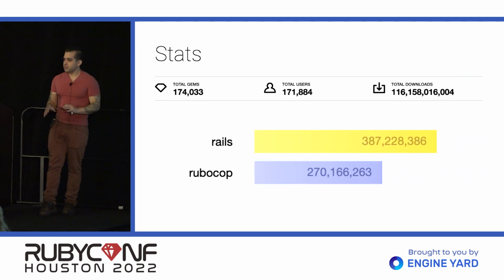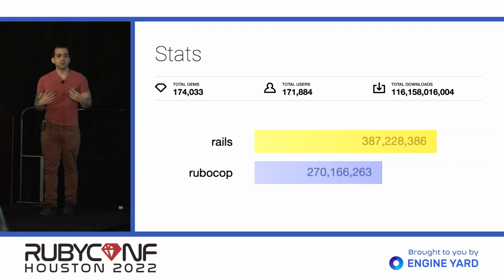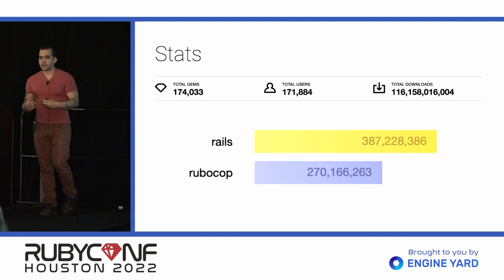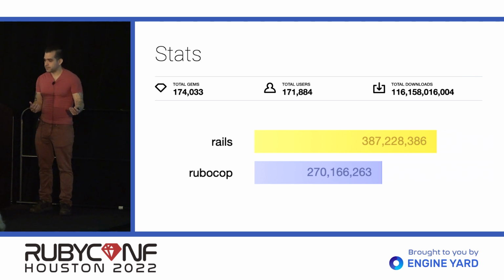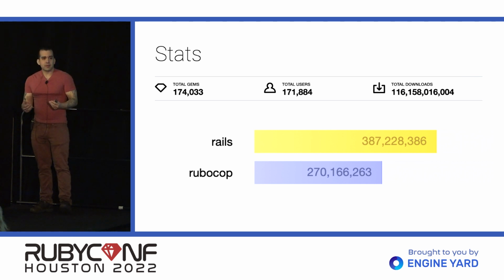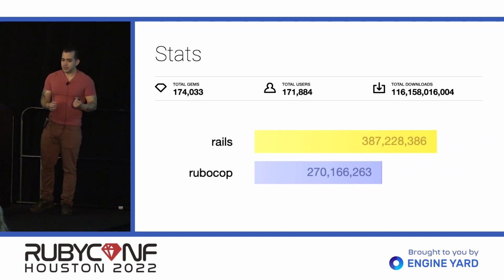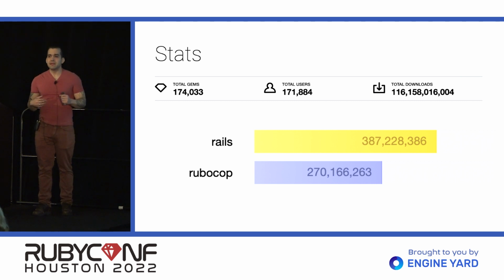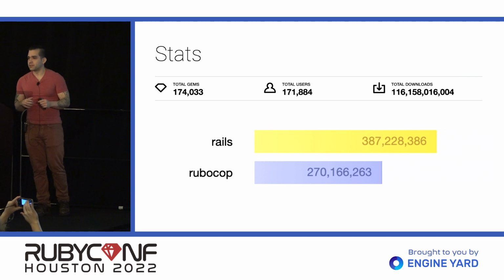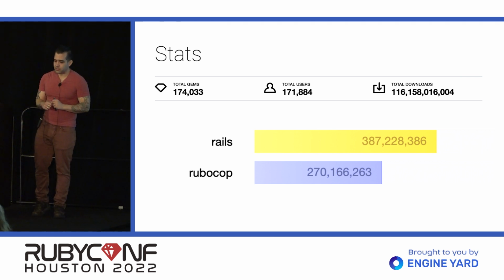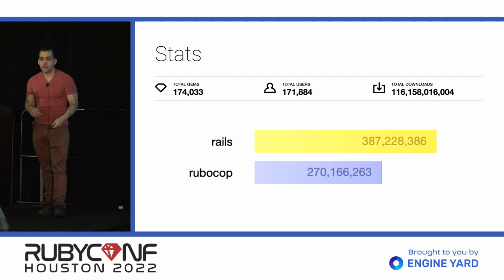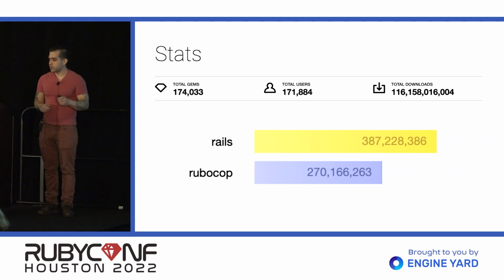Rails is one of those gems that is very closely tied to Ruby. So much so that there's often an assumption if you say you're working with Ruby, they just assume you're working with Rails. And to put things in a little bit of perspective, Rails has been downloaded about 387 million times from RubyGems and is about the 40th most popular gem. RuboCop has been downloaded about 270 million times and is about the 76th. While not as popular as Rails, RuboCop is up there, that when you talk about Ruby, you're also thinking about RuboCop.